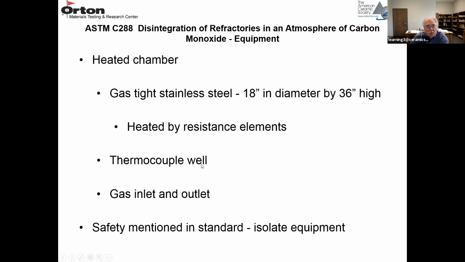You need a thermocouple well to measure the interior temperature and a gas inlet and a gas outlet as you pass the CO gas into the furnace and it exits.